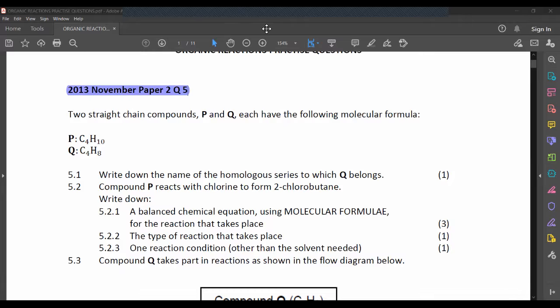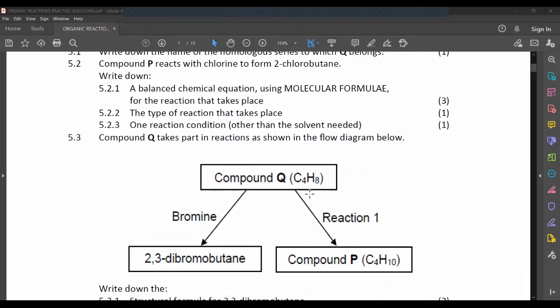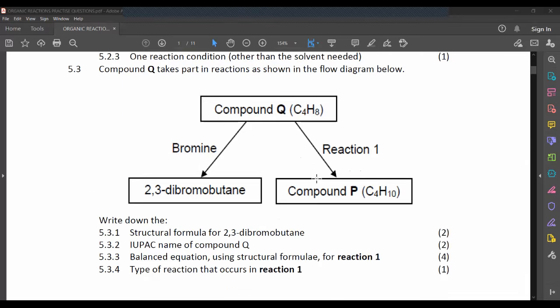All right. Thank you so much for that one, Papsi. Let's go further. Okay, 5.3. This is where it gets interesting. Compound Q takes part in reactions as shown in the diagram below. Compound Q is C4H8, and then it's going to react with bromine to form 2,3 dibromobutane. And also in reaction 1, it reacts to form C4H10.